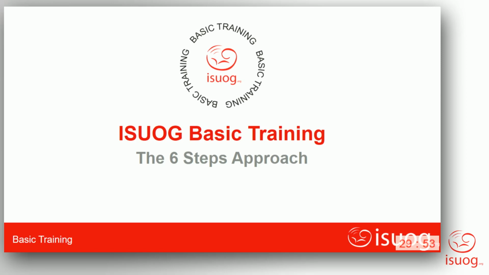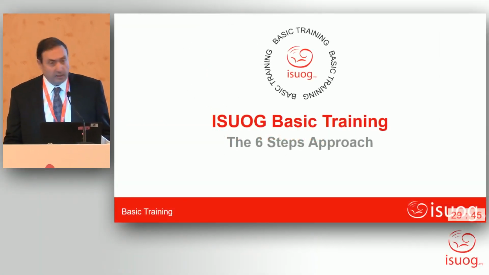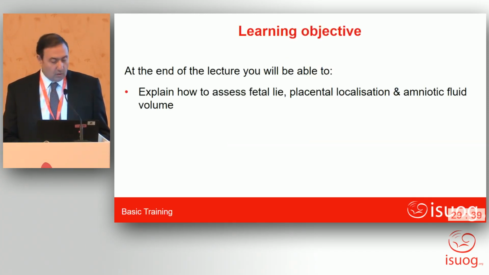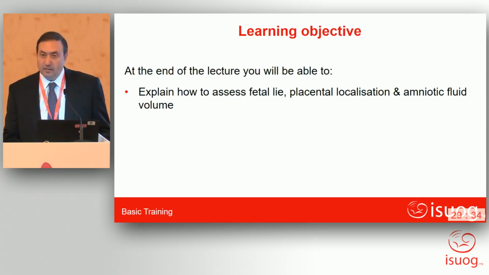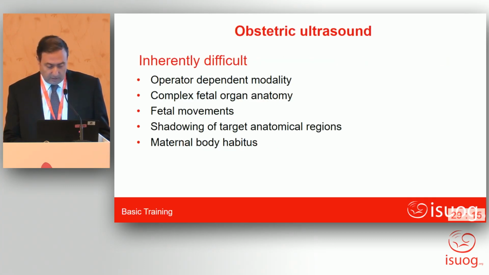So I'm going to talk about the 6 steps approach for the performance of the ultrasound exam as part of basic training and also in the outreach setting. At the end of the lecture, you'll be able to explain how to assess fetal lie, placenta localization, and amniotic fluid volume, and also the movements of the transducer to arrive at these key anatomic features of the basic obstetric ultrasound. And we will discuss those during the presentation.